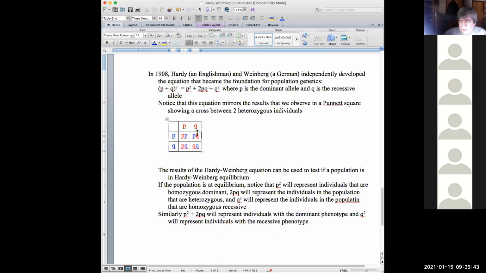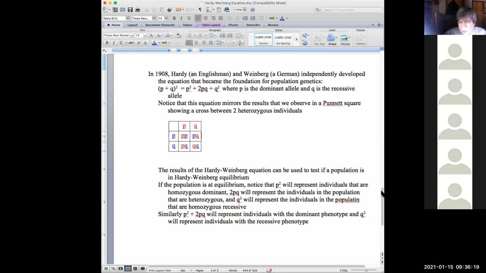2/4 of the offspring will be PQ. And 1/4, that last cell in the lower right, will be QQ. Well, what Hardy-Weinberg said was, okay, notice PP, if you think about multiplying those, is really P squared. We've got 2 individuals that are PQ. Well, that's the middle term in the expansion of this algebraic expression above. And QQ, if we think about multiplying them, is really Q squared.